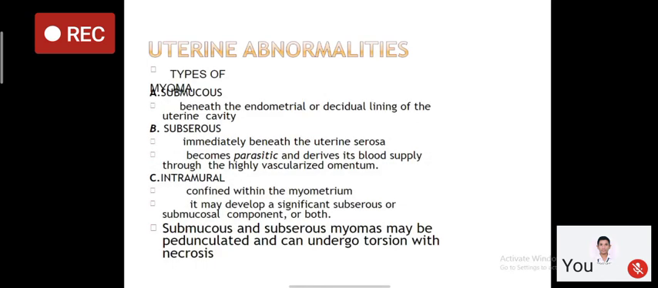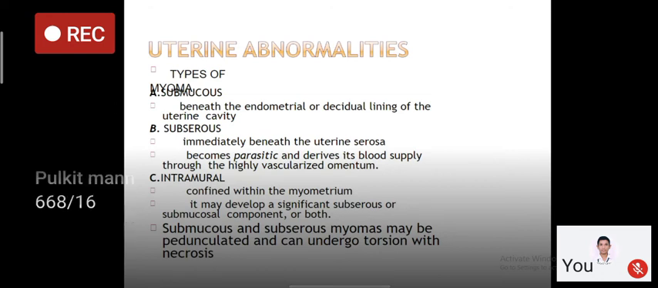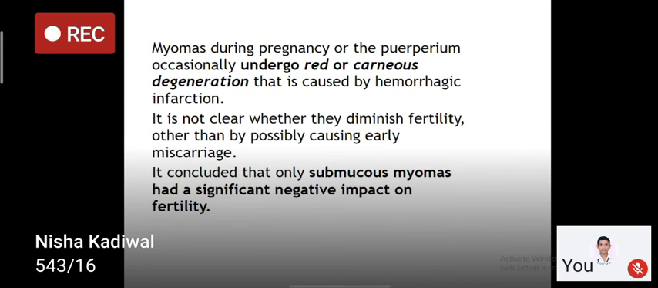So there are three types mainly. First is the submucous, beneath the endometrial or the decidual lining of the uterine cavity. Second, subserous, immediately beneath the uterine serosa; it may become parasitic and derive its blood supply through the highly vascularized omentum. Third is intramural, within the substance of the uterus, confined within the myometrium. It may develop a significant subserous or submucosal component or both. Submucous and subserous myomas may be pedunculated and can undergo torsion with necrosis.